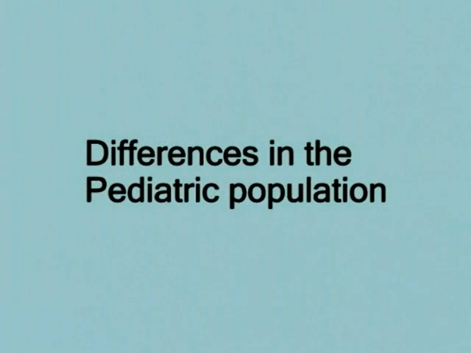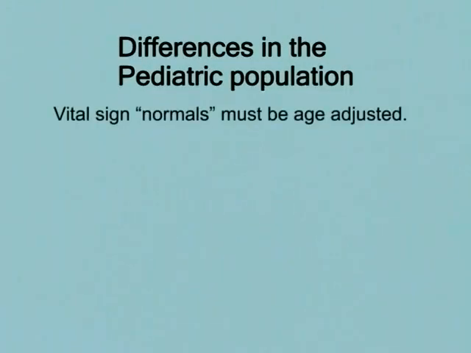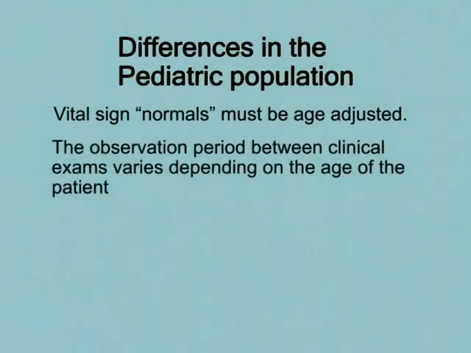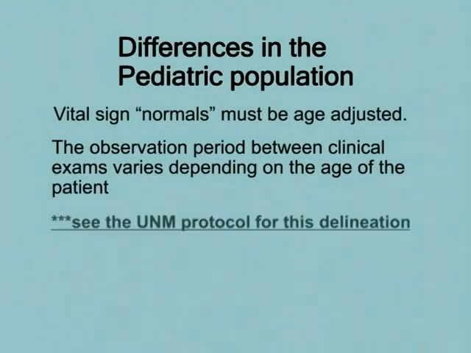There are also some procedural differences in the pediatric and neonatal populations. Vital sign normals must be age adjusted. The observation period between clinical exams also varies depending on the age of the patient. Please refer to the University of New Mexico protocol for this delineation.